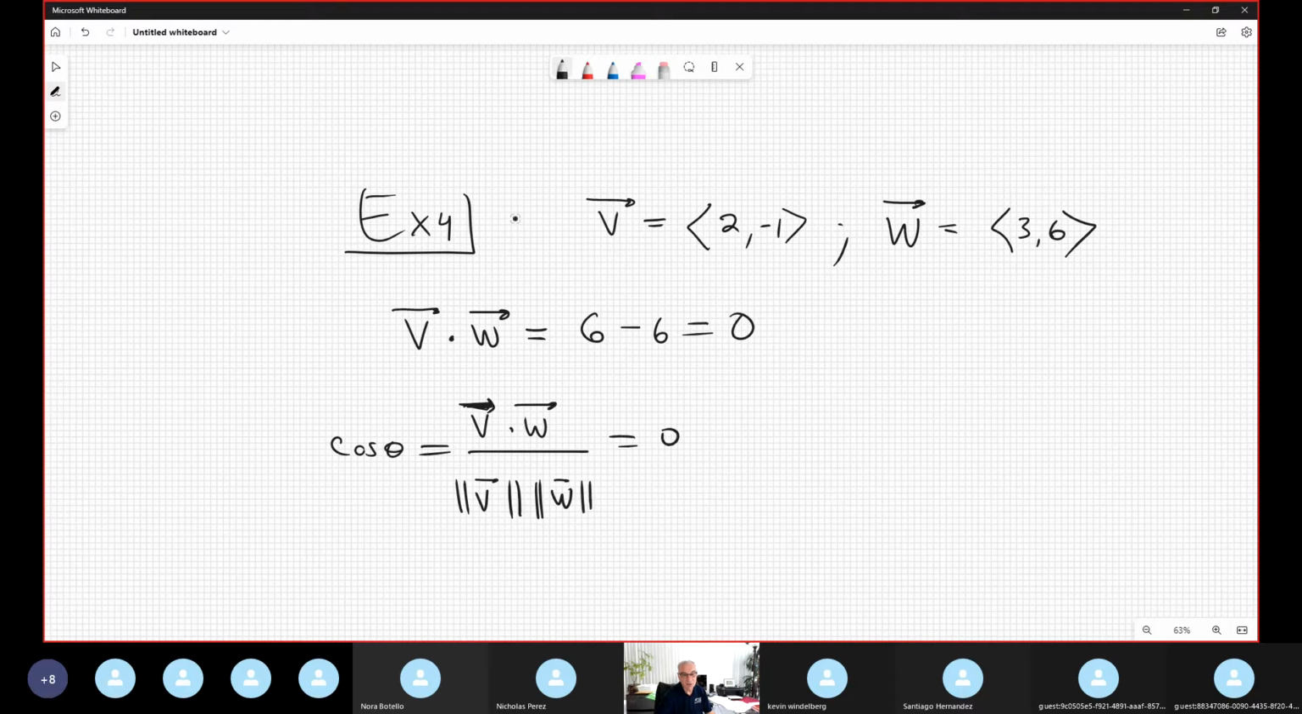See, this answer is 0 because the numerator is 0. I don't care about the denominator. The denominator is not important. Entonces, cosine theta equals 0 means that theta is 90 degrees. O sea, these vectors are perpendicular.